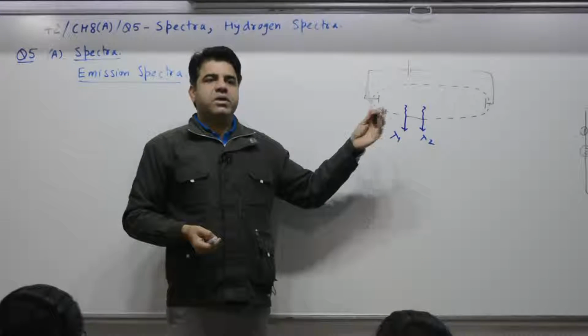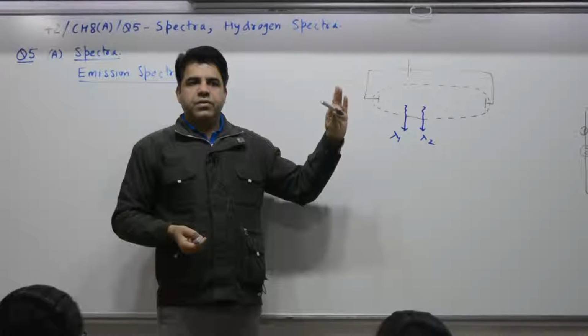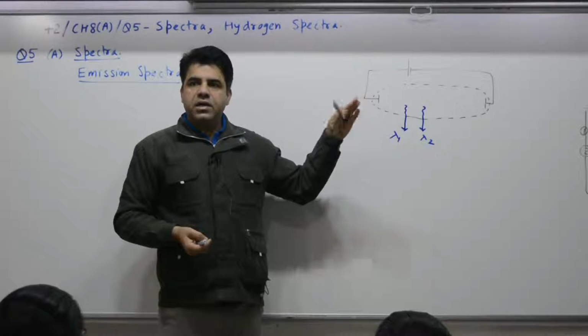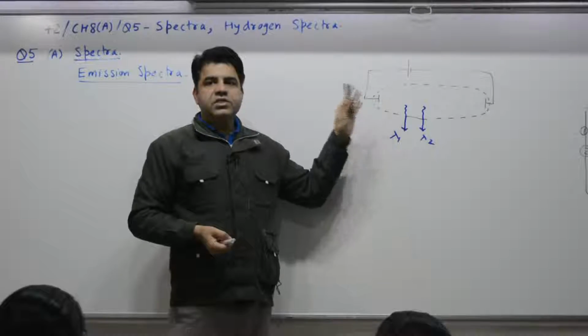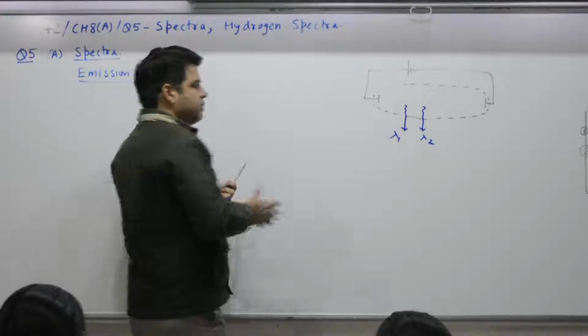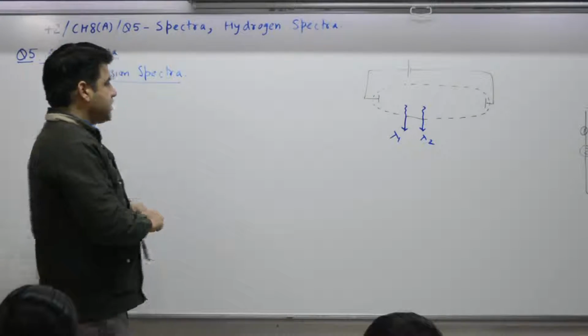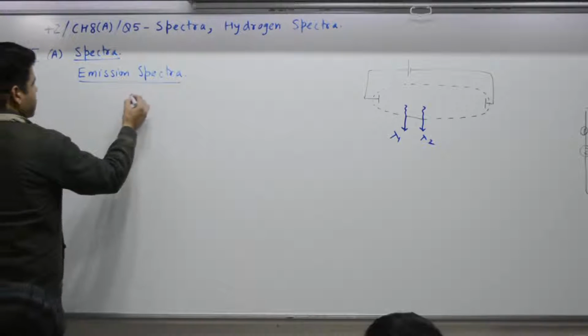For example, sodium gives 5896, 5898. So the color is yellow. By having a look at the color, you can judge which material it is. That means every material in the periodic table will emit certain wavelengths. So emission spectra is what? Certain wavelengths are emitted.